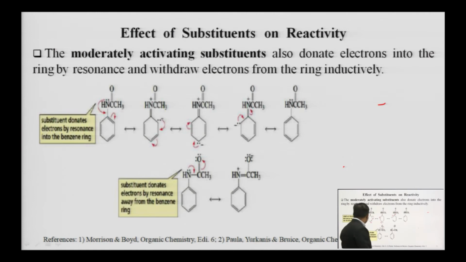For example, you can see that there is NHCOCH3. This has a +R effect. Okay. Meaning they can donate electrons toward the benzene ring by the positive resonance effect, but simultaneously they can also withdraw electrons from the benzene ring by the -I effect. Okay. So, overall, as I said, resonance is dominant over inductive effects. So, the overall effect is that this group can activate the benzene ring and increase the rate of electrophilic substitution reaction in benzene. Okay.